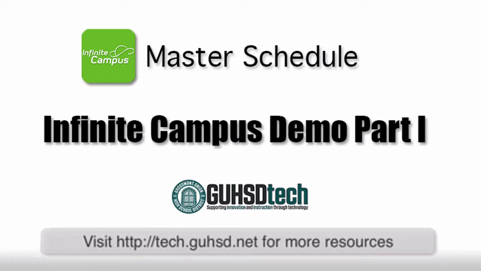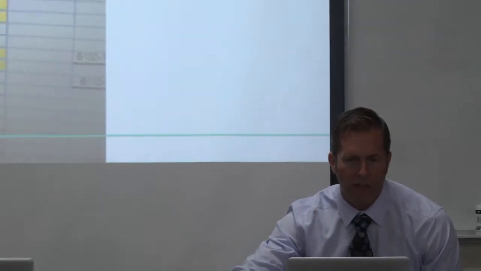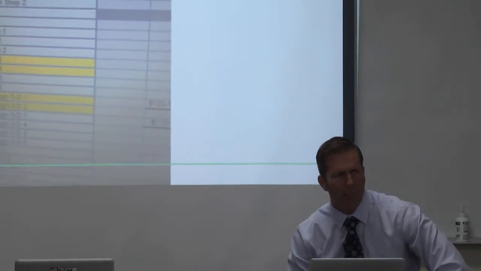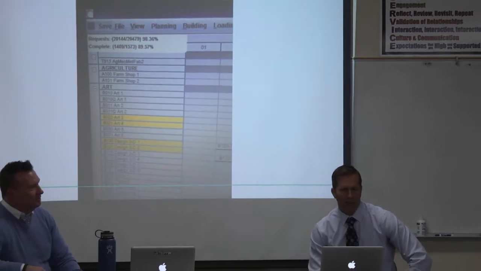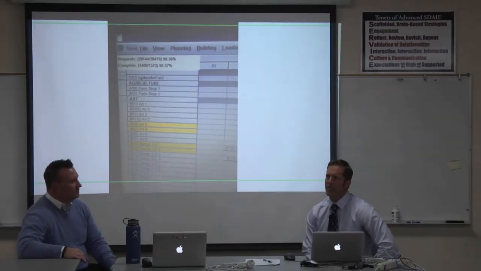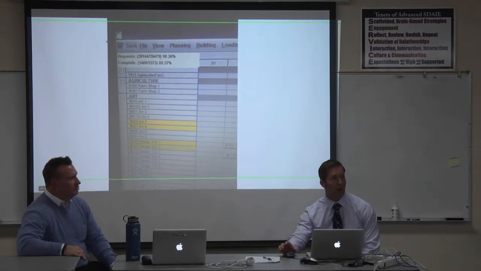Let's start by taking a look at this screen capture here. Those numbers at the top are the number of requests that were satisfied that they talked about. At this time, El Capitan had 20,479 requests that were made by 1,573 students. So 98.36% of our requests were satisfied.